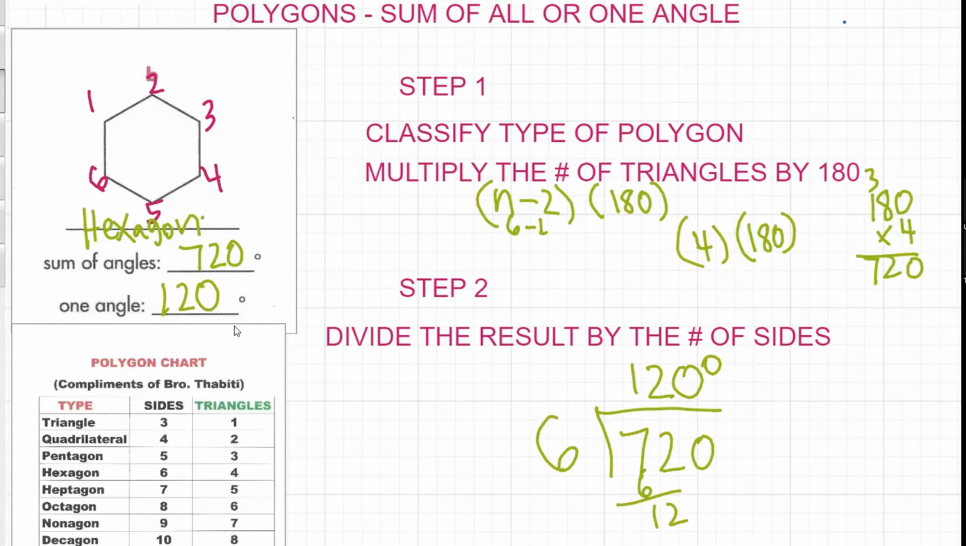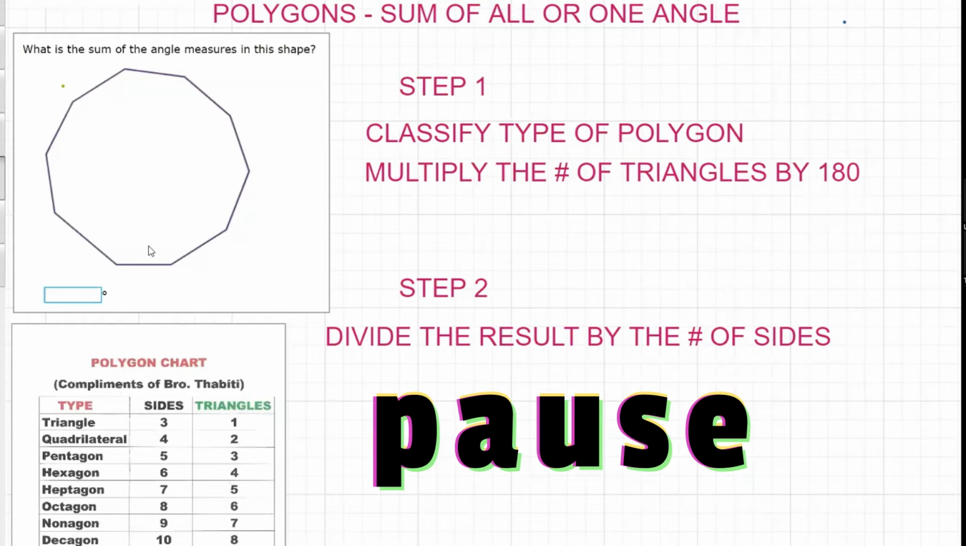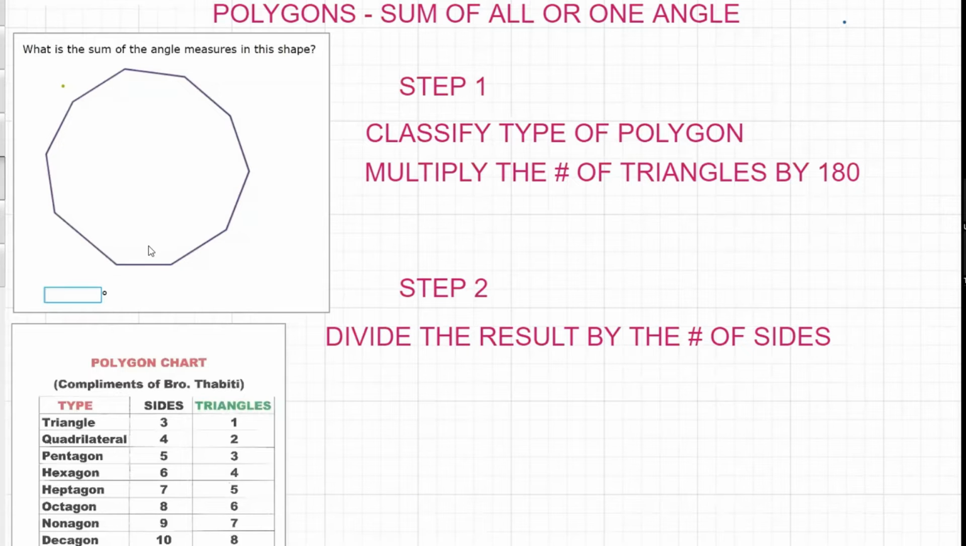All right, let's go ahead and do another one. What I want you guys to do is pause the video and work this one out yourself. I want you to give me 2 things, just like I did before: the sum of the angle measurements of this particular shape, and also the measurement of one of the angles. Use the same pattern we used before.